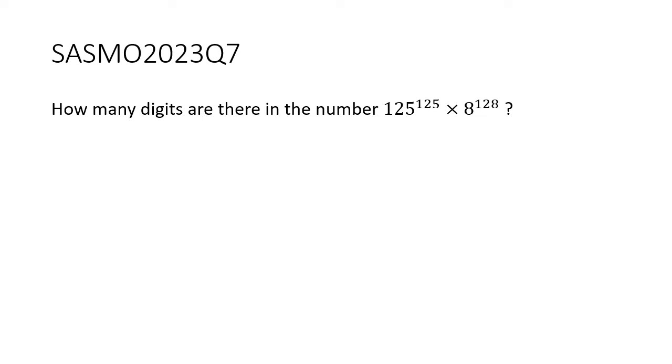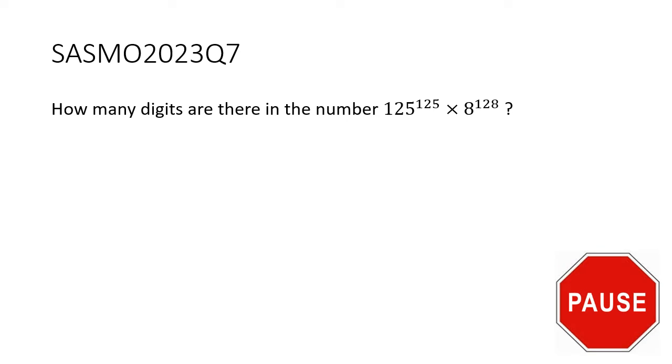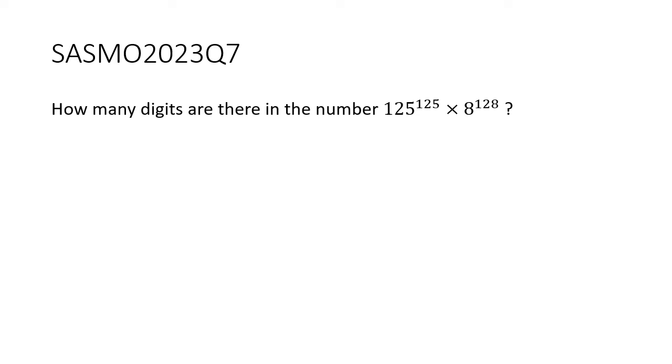Question 7. How many digits are there in the number 125 to the power of 125 times 8 to the power of 128? Pause the video here and give this question a good try. So this question, we have an easy way to work it out, because actually what we want to do is count the number of trailing zeros and see what's in front of that.